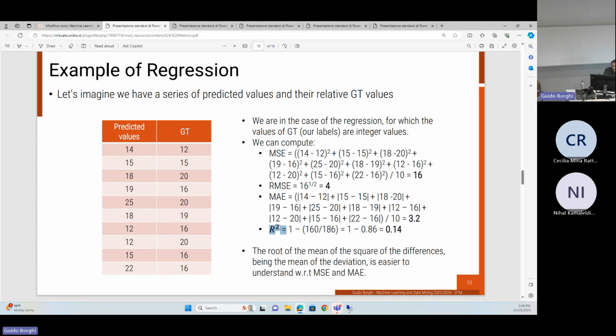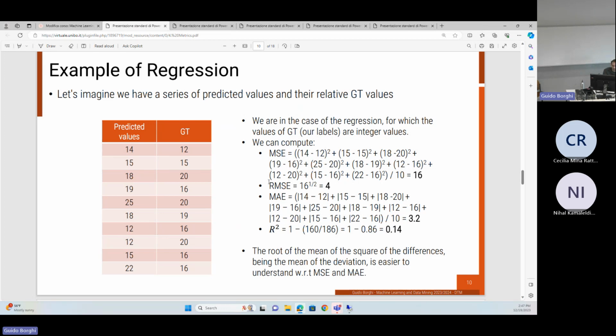And finally, we can compute the R square, which outputs a value of 0.14. 0.14 means that we have a quite good model with not so high error, since we know that 0.14 can be intended as a percentage, that is the deviation of the model with respect to the ground truth values. In general, I repeat, it is not so easy to understand using a single value if the model is good or not, if the performance is good or not.